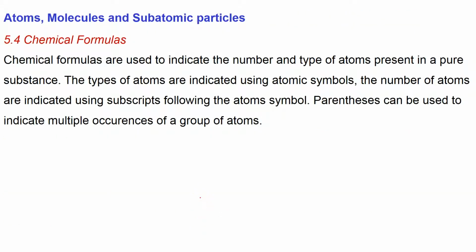So that's how we write chemical formulas. The subscript appears after the symbol for the atom type, and that indicates the number of that type of atom. Occasionally we'll put a group of atoms in parentheses followed by a subscript, and that indicates that everything within the parentheses gets multiplied by that subscript.